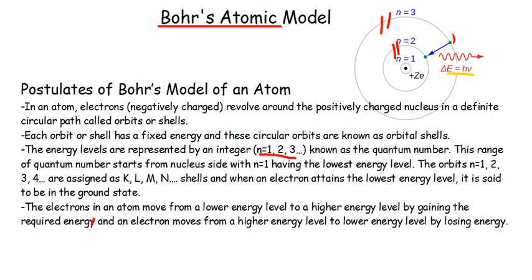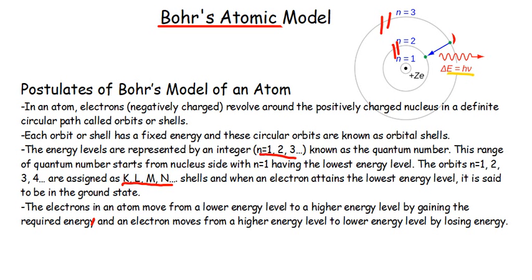The range of quantum numbers starts from the nuclear side with n equal to 1 having the lowest energy level. The one that comes immediately after the nucleus has the lowest energy when compared with the other energy levels. The values n equal to 1, 2, 3, and 4 are assigned letters K, L, M, N for the shells. So n equal to 1 is called K, so you're able to remember that. When an electron attains the lowest energy level, it is said to be in the ground state.